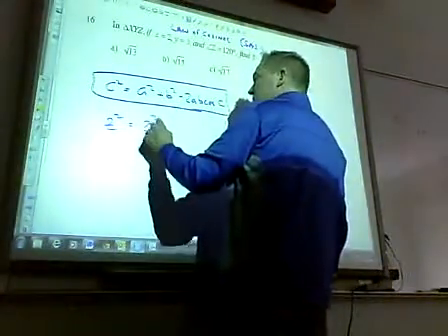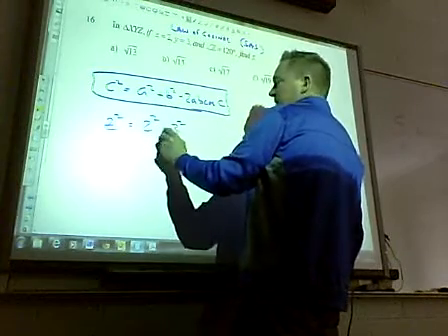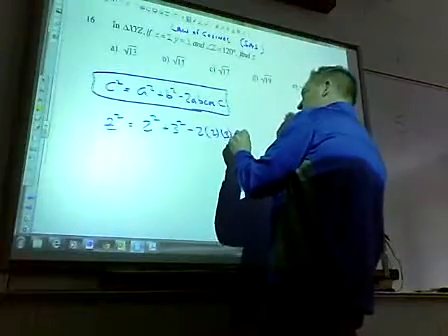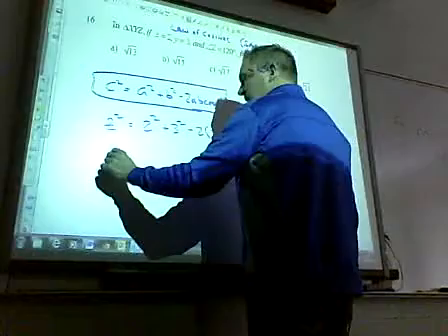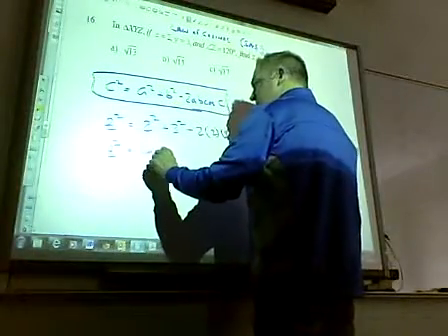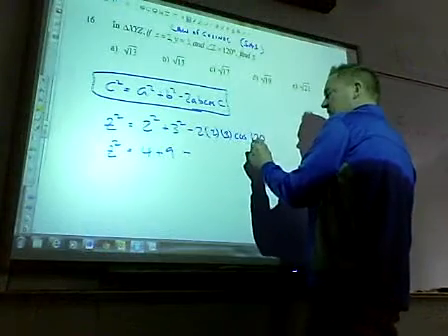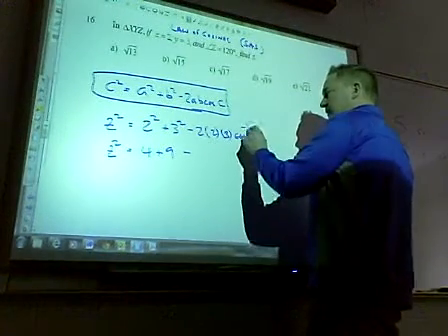Z squared would equal 2 squared plus 3 squared. Those are the 2 known sides. Doesn't matter what order you put them in there. Minus 2 times 2 times 3 times the cosine of the known angle, which is 120. Don't even need a calculator for this one, because the cosine of 120 is a known quantity. Cosine of 120 is actually negative 1/2 from our basics.